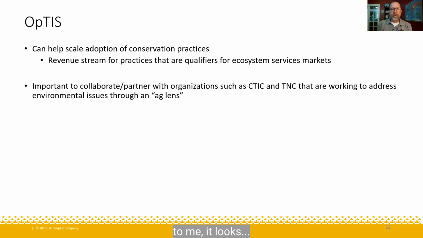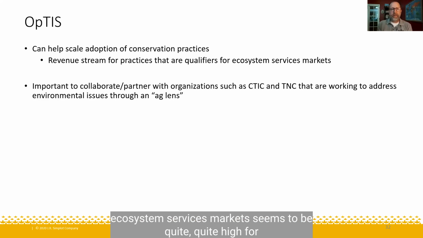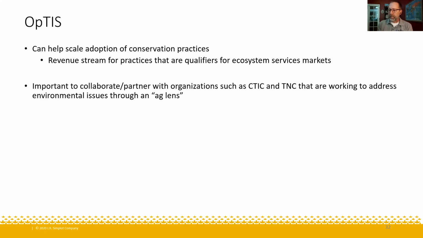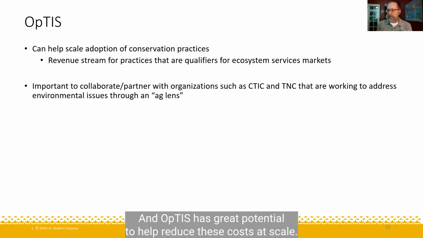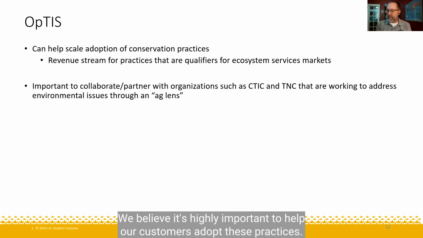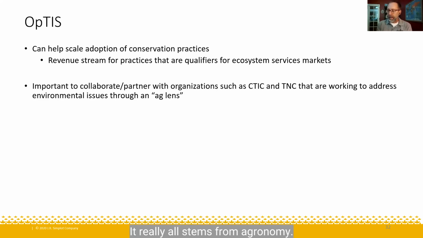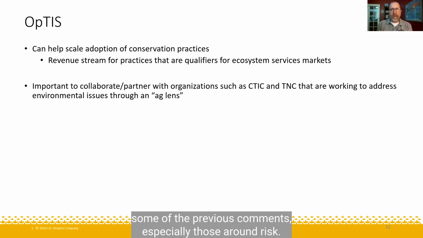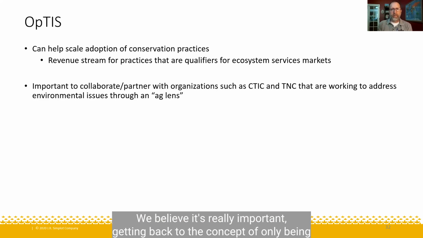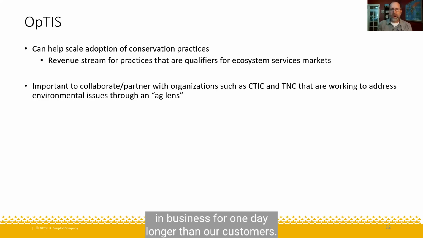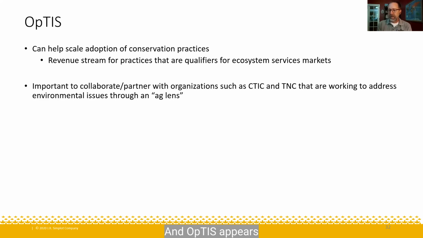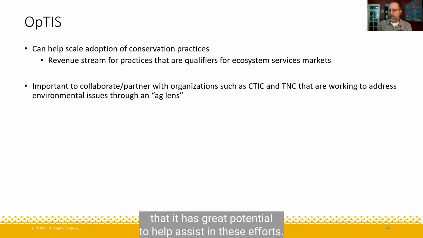OpTIS, to me, it looks like verification costs for participating in ecosystem services markets seem to be quite high for growers, and OpTIS has great potential to help reduce these costs at scale. We believe it's highly important to help our customers adopt these practices. It really all stems from agronomy. I'm really intrigued by some of the previous comments, especially those around risk. We believe it's really important. Again, back to the concept of only being in business for one day longer than our customers. We need to help farmers and ranchers to minimize risk, and OpTIS appears that it has great potential to help assist in these efforts.